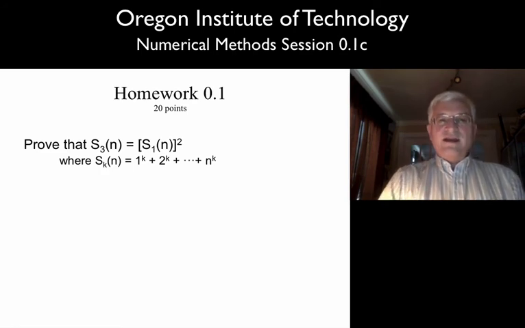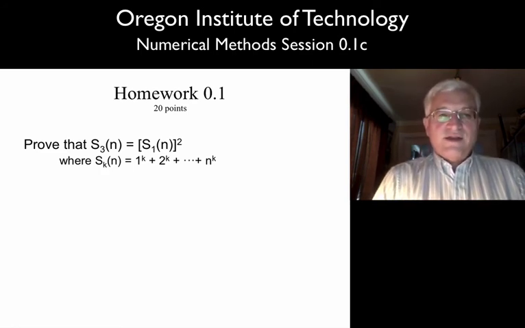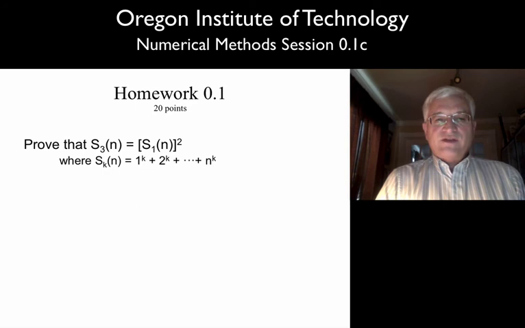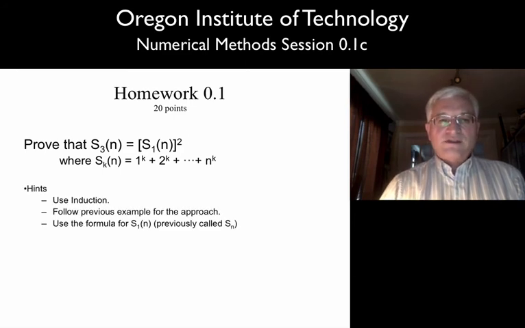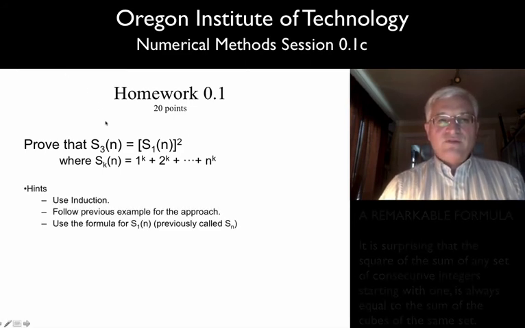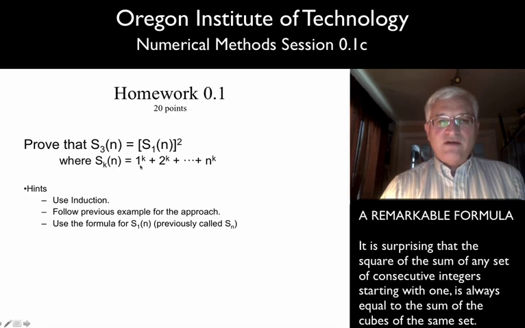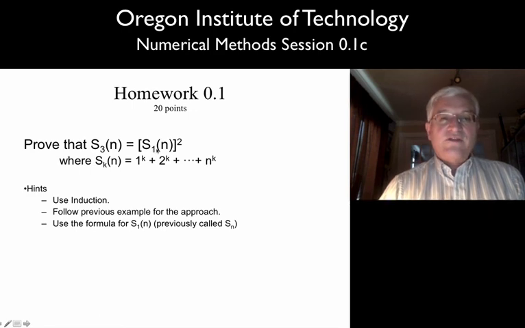So we'll define this arbitrary term called s sub k of n as meaning 1 to the kth power plus 2 to the kth power all the way up to n to the kth power. And we'll see if we can't prove that the sum of the cubes of consecutive integers starting with 1 is equal to the sum of the integers directly and then squaring it after you've added them up.